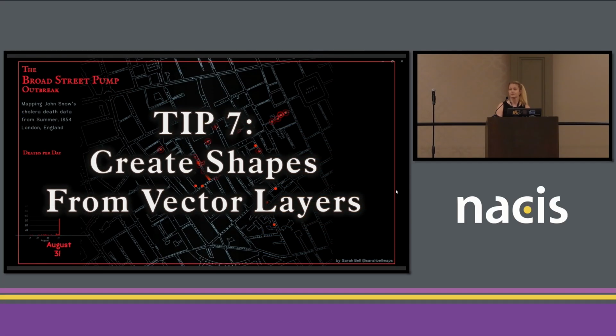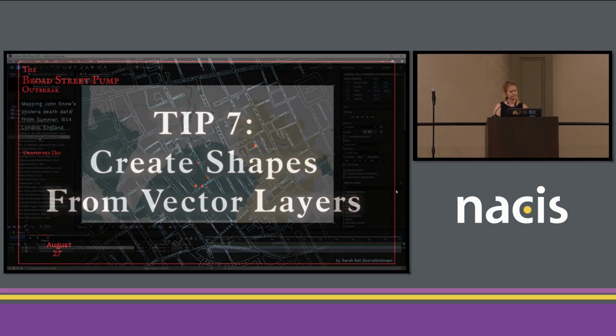And the last tip is create shapes from vector layers. This is very useful. Actually, some of the first few maps I made, I didn't know about this, and when I discovered it, it changed my world. If you want to enhance the animation capabilities of your layers, or if you want to continue editing the appearance of your vectors in After Effects, you're going to want to do this.